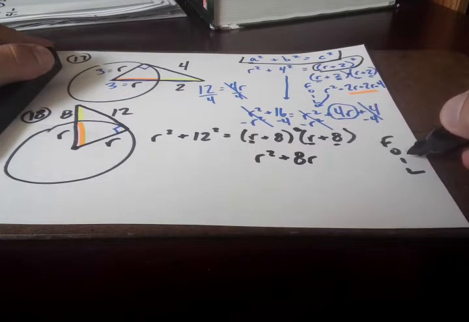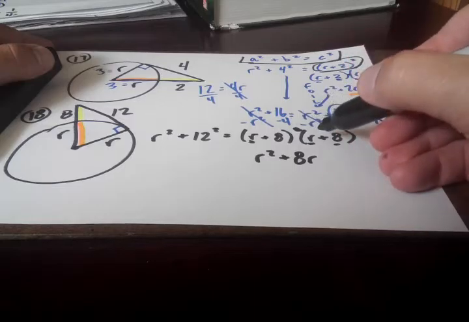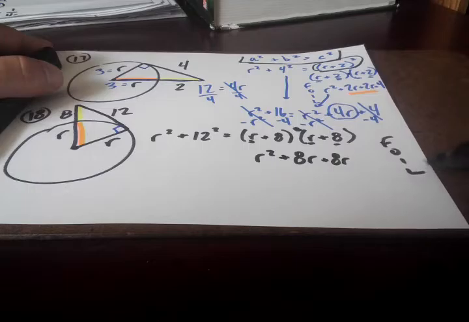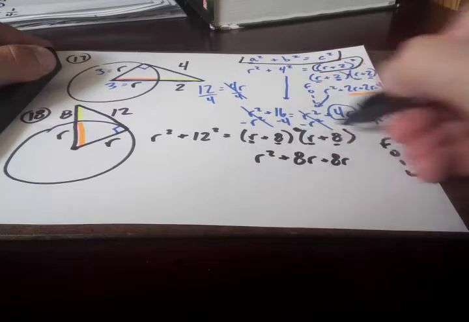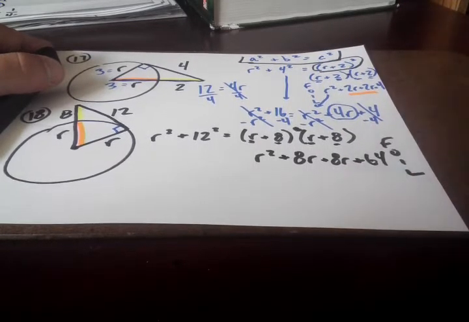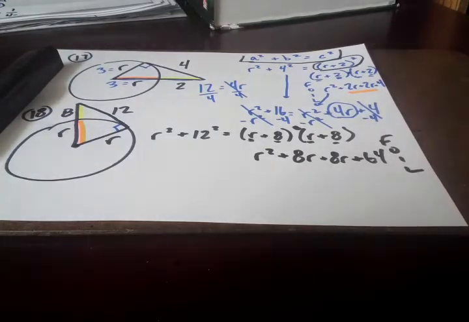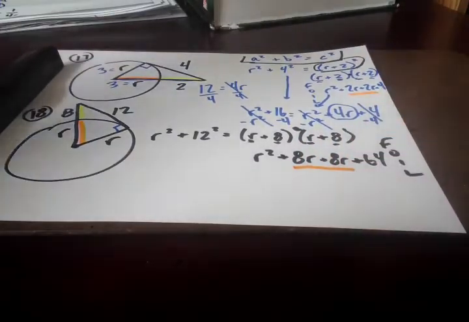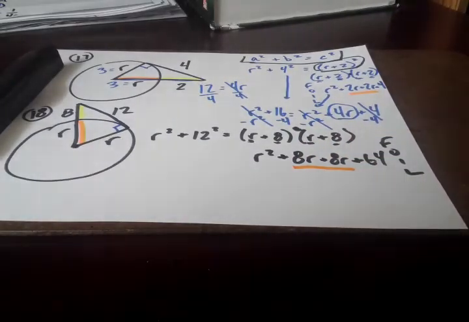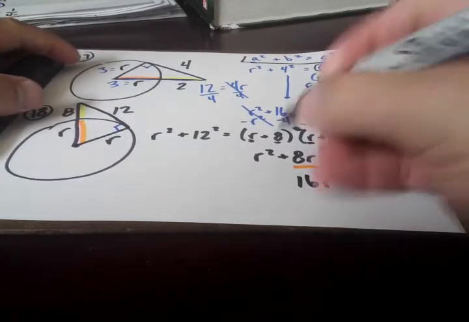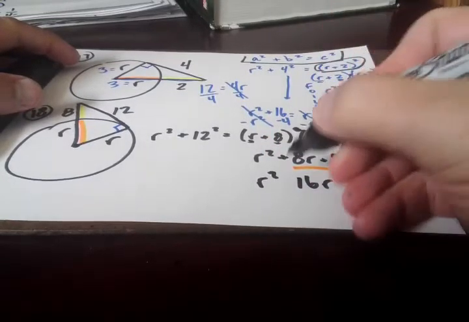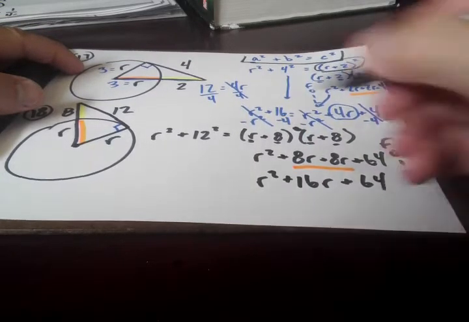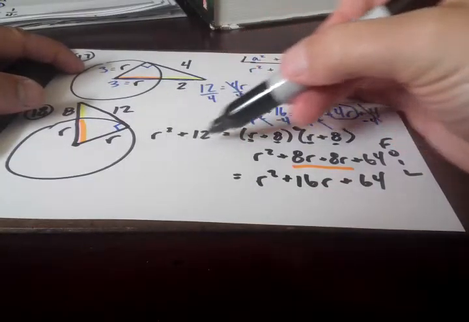The I stands for inside. The two inside things are 8 and r. So we have another 8r. And then the L stands for last, right? 8 times 8 is 64. Now let's look at this thing and let's see if we can combine any like terms. What is 8r plus 8r? Well, it's 16r, right? So I have r squared, which comes from there, plus 16r plus 64. And it's equal to this.